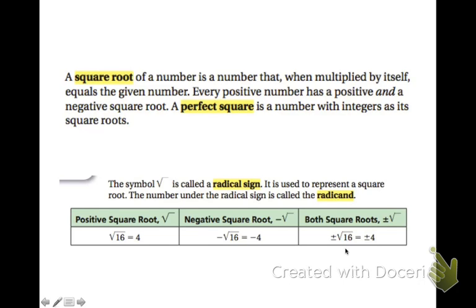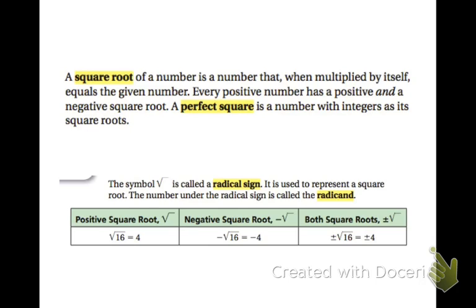So in the first slide, it defines a square root. The square root of a number is a number that when multiplied by itself equals the given number. Every positive number has a positive and a negative square root. These are from our integer rules. A perfect square is a number with integers as its square roots. So you would get an integer, meaning you would not get a decimal, for the perfect square.